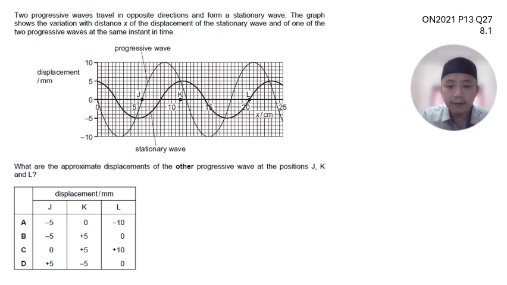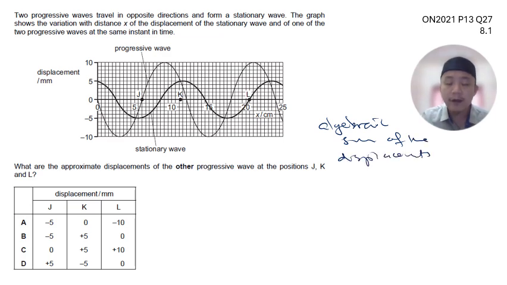A brief recap on what superposition between two or more waves is: it is basically what we call the algebraic sum of the displacement. That means the y-axis of each of the individual progressive waves. So we sum them up together in order to produce a superposed wave. A stationary wave is a specific type of wave that is formed when the conditions are met, for example, traveling in the opposite direction and so on.